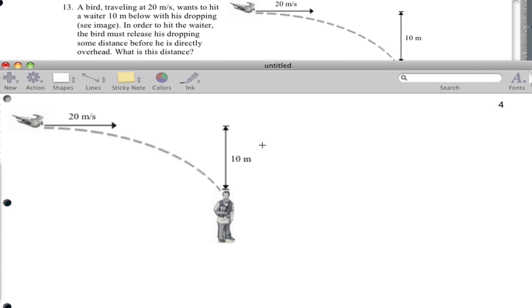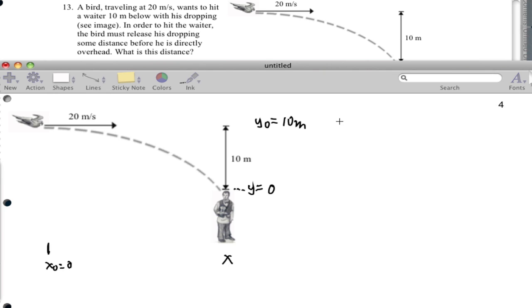So we have this bird, and he wants to, I guess, poop on this guy's head. And we have to figure out the distance that the bird must actually poop from in order to get this guy. So here's the deal. We know x naught is 0. We don't know what x final is. We know that y naught is 10 meters. And we know that y is, we're going to call this 0. So we're going to define the top of the waiter's head as 0.